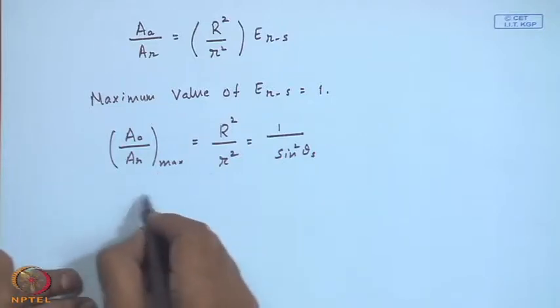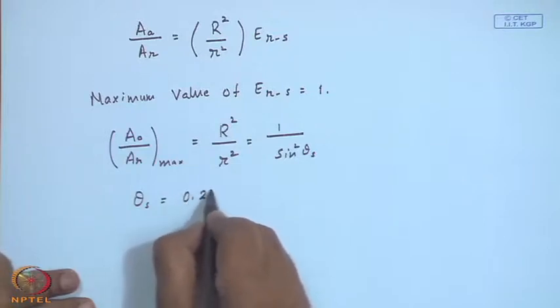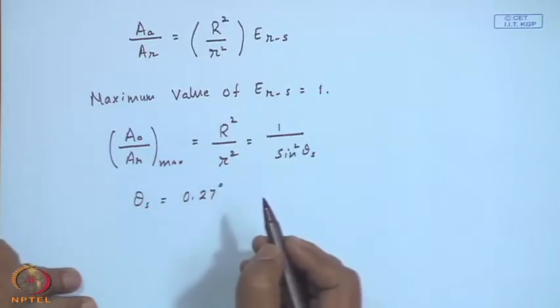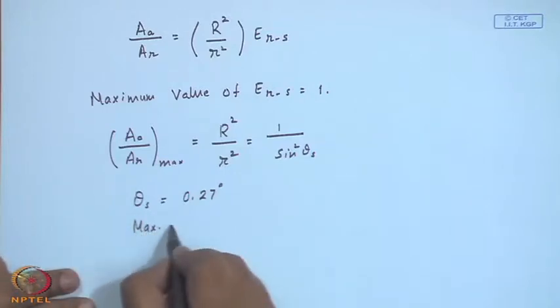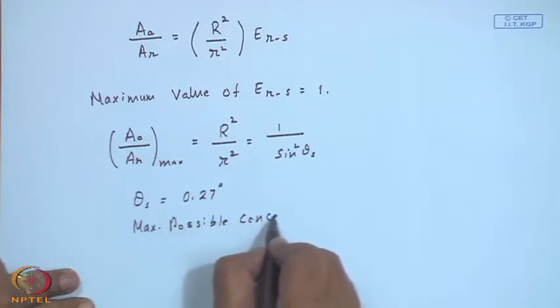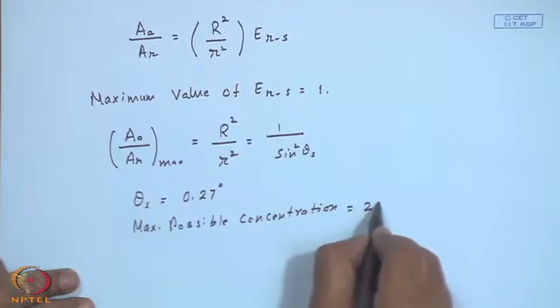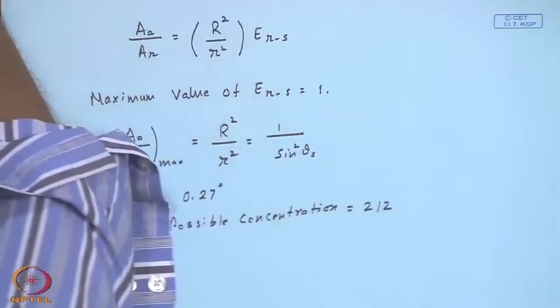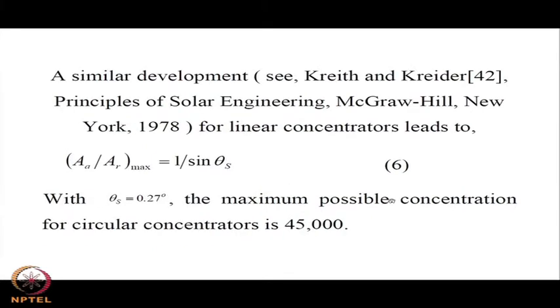So, if theta_s equal to 0.27 degrees, the maximum possible concentration will be 212. That is, you put in the value of theta_s, you will get 212. This is for a circular concentrator.